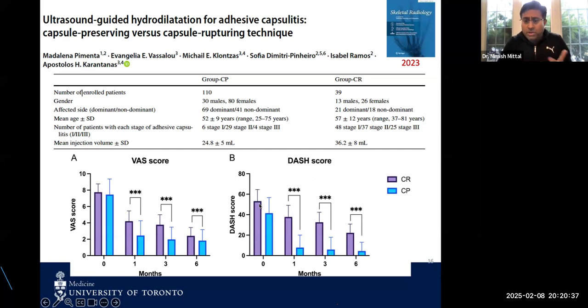Higher DASH score is suggestive of more disability. So you see the difference in the DASH scores between the capsule rupture versus preservation was so high at all times at 1, 3, and 6 months. So it kind of concludes clearly that the capsule preservation approach is better than capsule rupture.